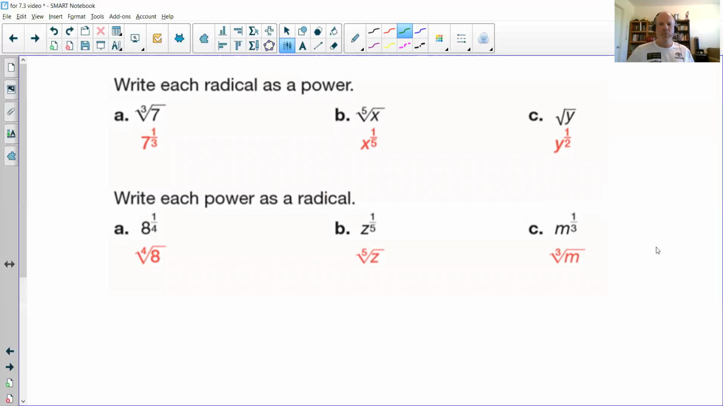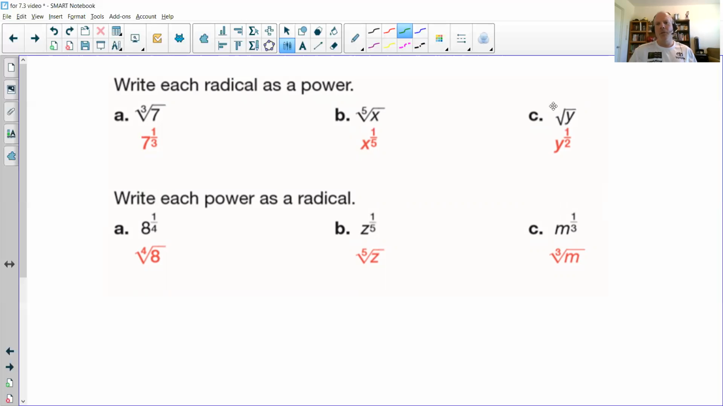At the bottom of the notes page, I apologize because this did not come out well in the copy. However, you can easily see the relationship here with fractional exponents. The top row, we're just rewriting each radical as a power. So cube root of 7 becomes 7 to the 1/3. Remember, the index of the radical is the denominator of the fractional exponent. The 5th root of x becomes x to the 1/5.